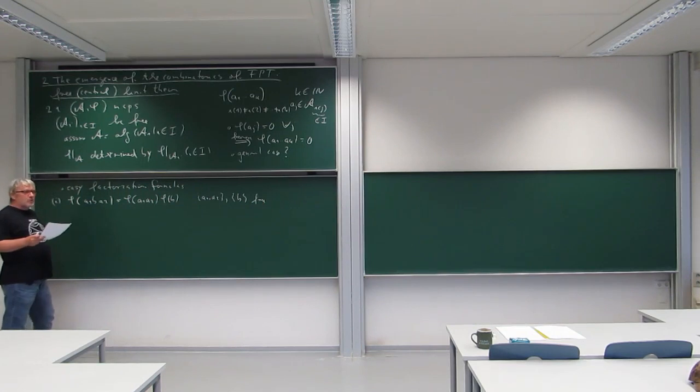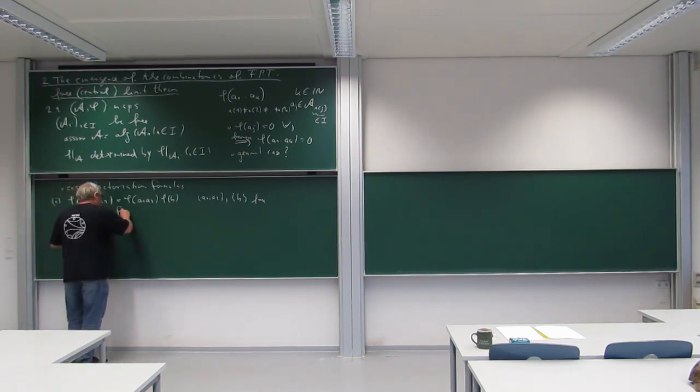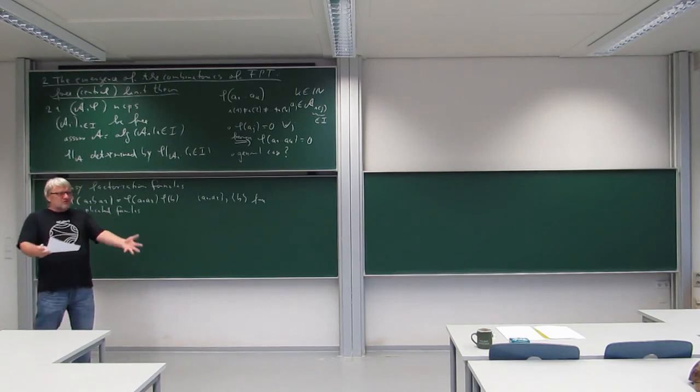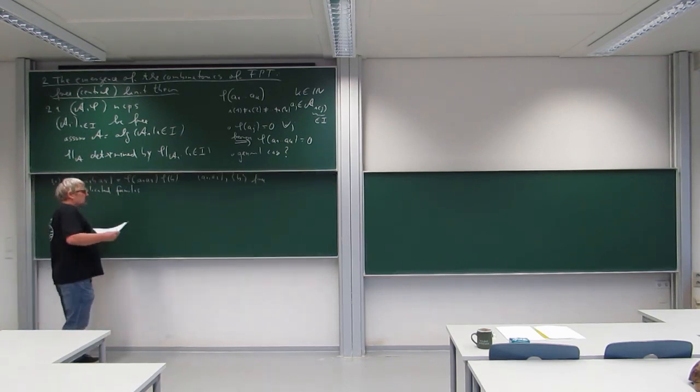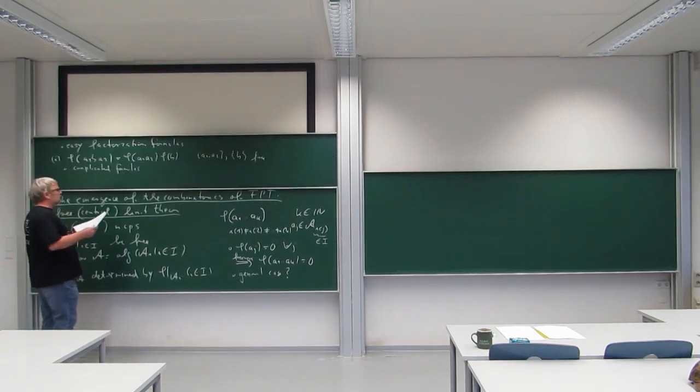But then we have more complicated formulas, where the structure is not so clear. So we have complicated formulas, where it's not that we just have a factorization in one term, which just factorizes, but we have a sum of terms, and they are more complicated factorizations.